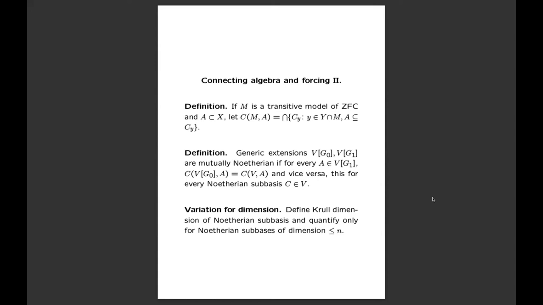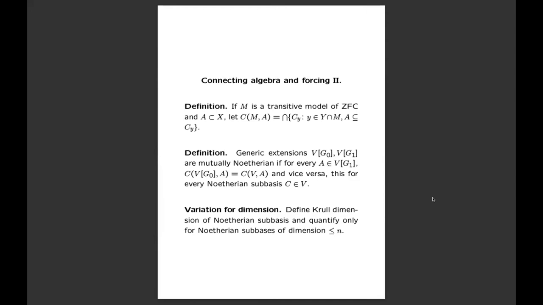So suppose that M is a transitive model of ZFC, and outside of it, possibly outside of it, you have a set A, a subset of X. It can be an arbitrary set, but typically it's closed, closed in the Polish topology or even in the Noetherian topology. And then the point is that in M you can find some sort of algebraic envelope of A.